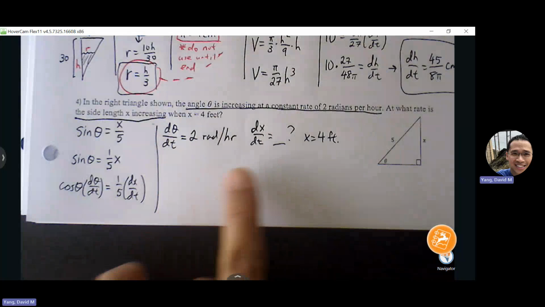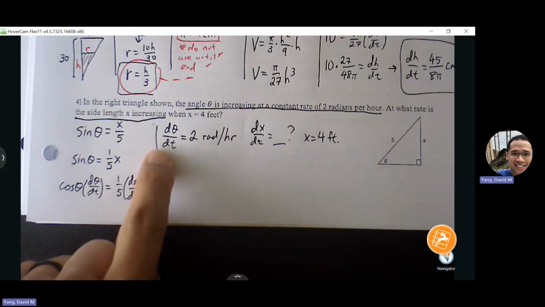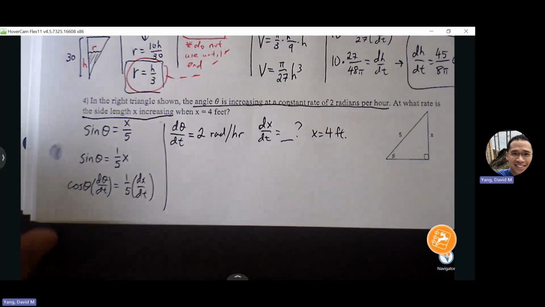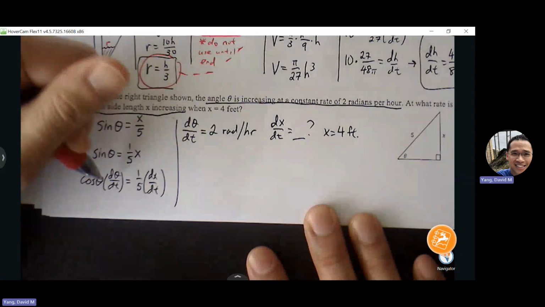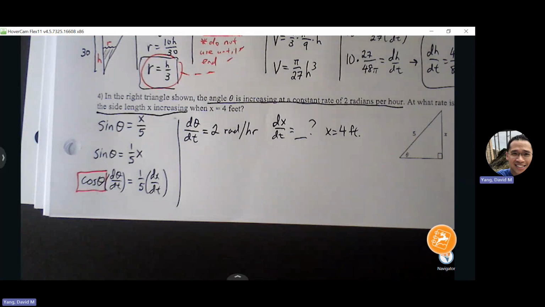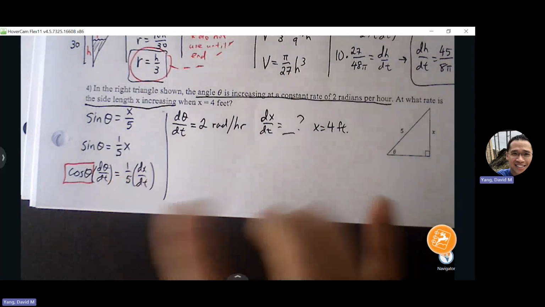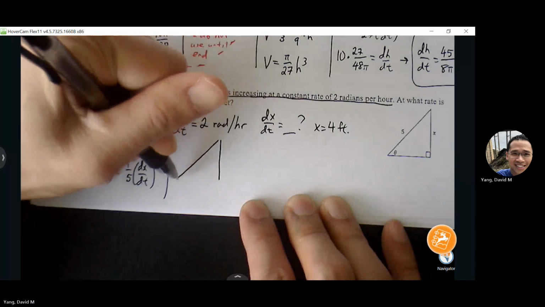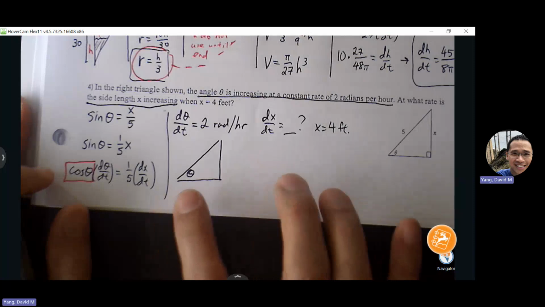Now, we know what we're looking for. We are looking for dx dt, so that's showing up in our equation. We have d theta dt. But what's another missing piece that we need to resolve? Yeah, not just theta, but cosine of theta. We want to find a replacement for this entire cosine of theta. So to find that replacement, we're going to find a ratio for the triangle. So we're going to go back to our triangle. I'm going to redraw a triangle with different things filled in.